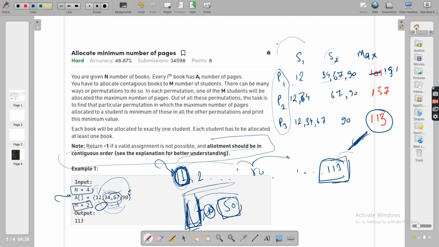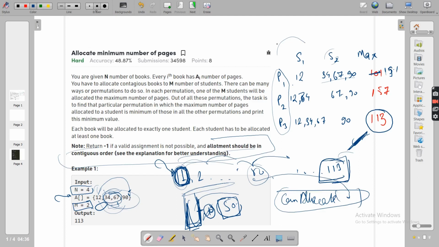Okay, so you saw this, we'll go initially linear, and let's say we'll write a function canAllocate, where we'll be giving all these parameters: this maximum limit, this pages array, and this number of students. And this canAllocate function will tell us whether this 50 is enough for you, or you have to increase the capacity.